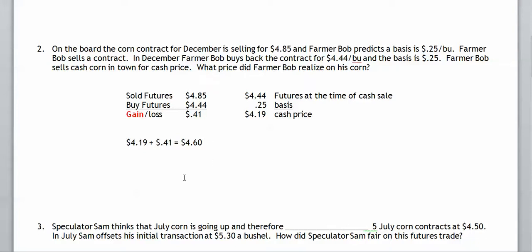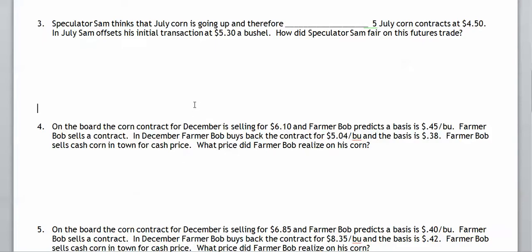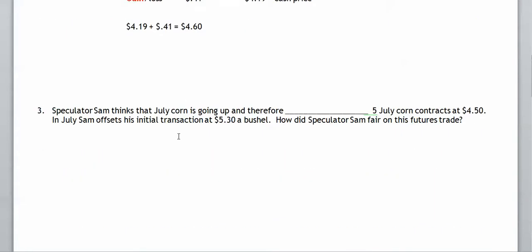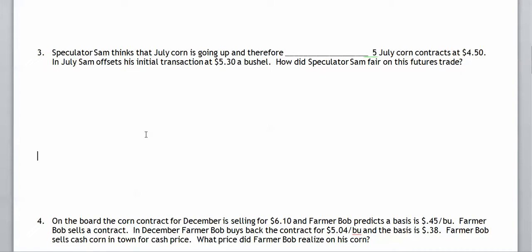So that is problem 2, a hedger. Now let's look at this from the perspective of a speculator. Problem 3. Remember now, a speculator is not actually raising the physical product of corn, hogs, cattle, whatever it is that's being traded. They're just buying and selling contracts with the idea of making money from price movements.